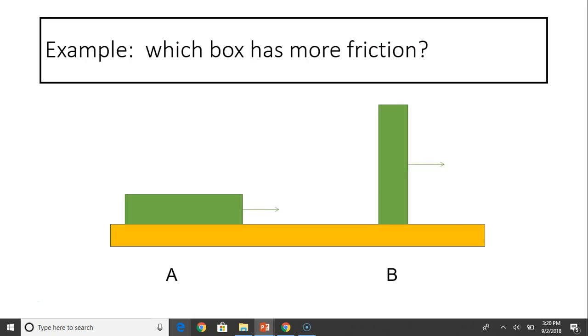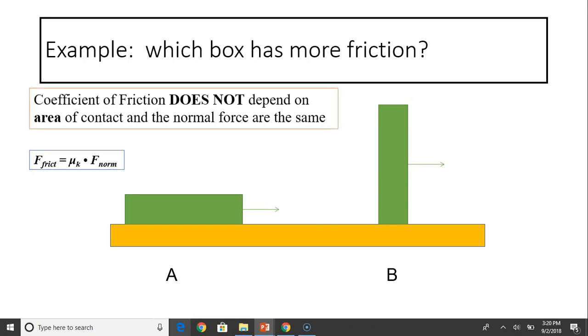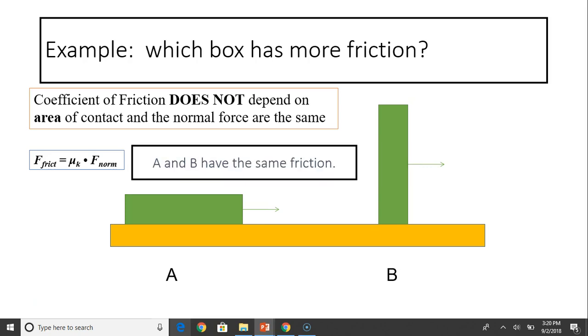Example, which box has more friction? Let's see. Friction equals mu k times F normal. So how do we compare mu k between these two, A and B? Mu k is the same because mu k does not depend on the contact surface. How about F normal? F normal is the same as well because F normal in this case equals gravity, and it's the same box. The box has the same gravity. Friction is the same.